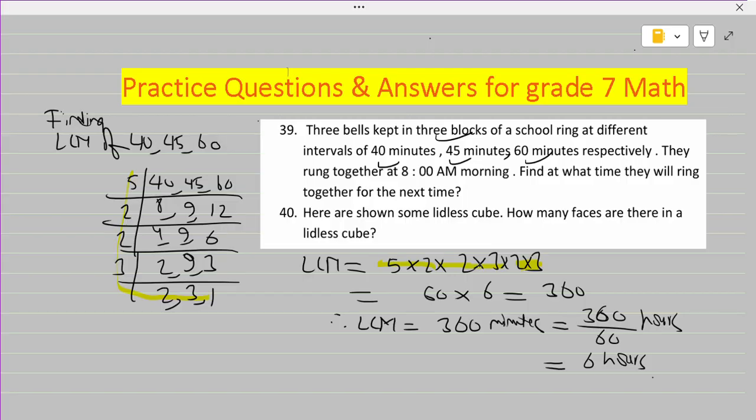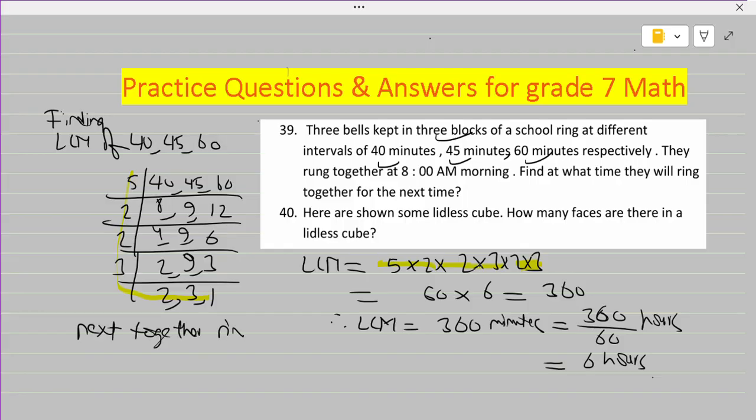But they will not ring together at every time. They ring at different intervals, but all three will ring together after 6 hours. At first they rang together at 8 a.m. Now after 6 hours of that time they will ring together. So after 6 hours, what is the next time they ring together?